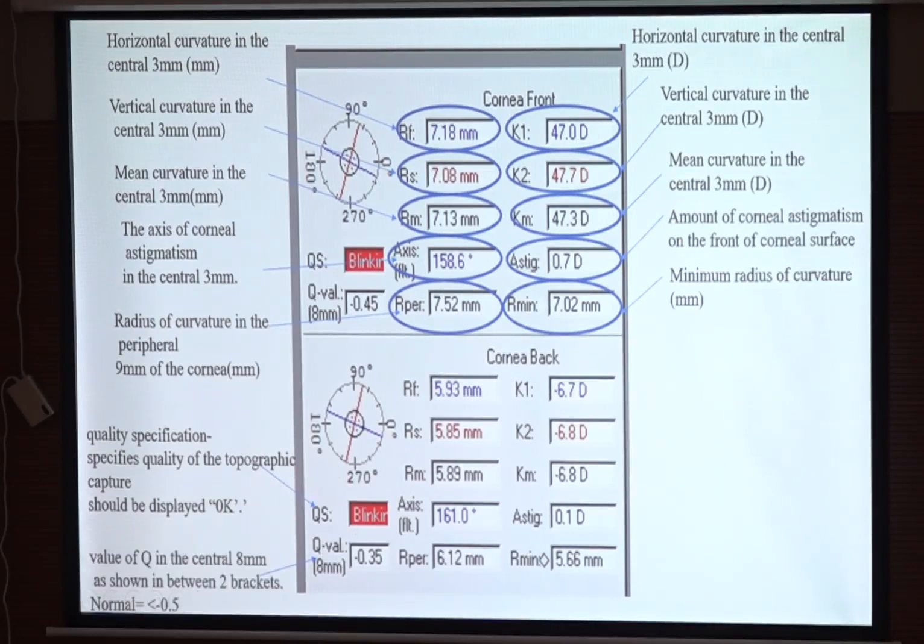Another value is the Q value. We will be discussing this in detail. Roughly you should know that this basically depicts your spherical aberration, that is the asphericity. So normally it should be less than -0.5.